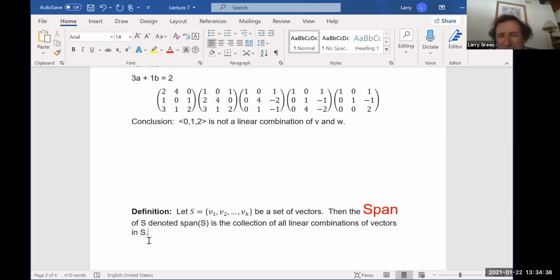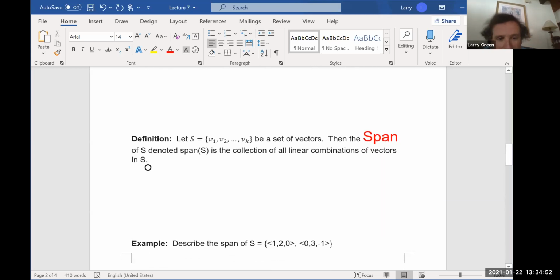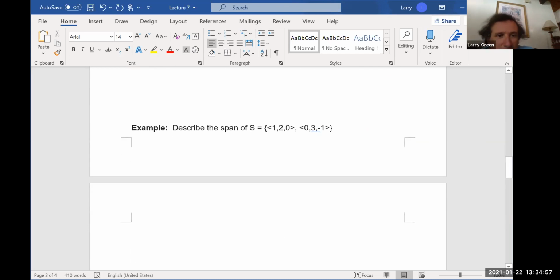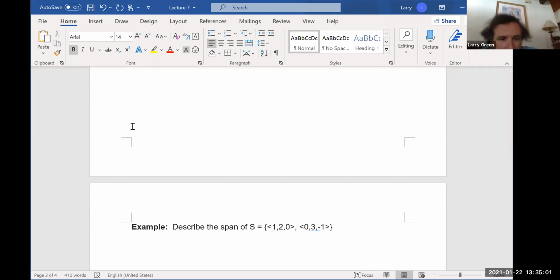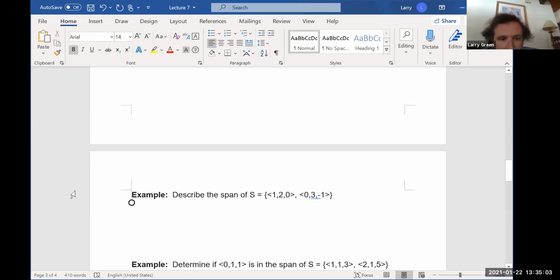Okay, it's hard to convince you immediately how important this definition is, but do you trust me? This is a really important definition. And I do have an example that will help. And that is, let's suppose we're going to look at S equals the two vectors.